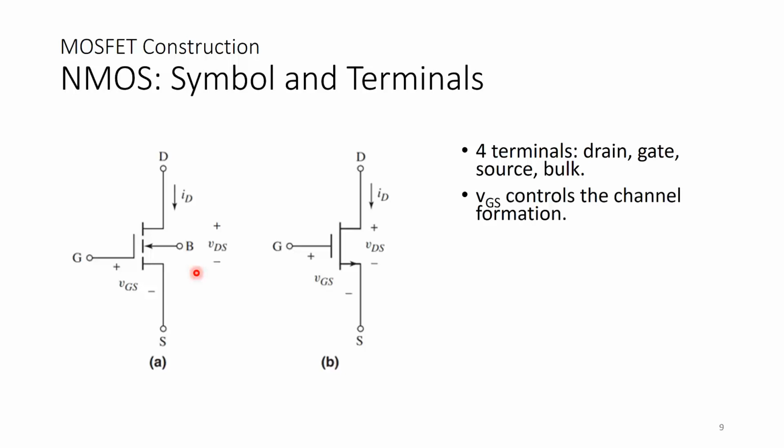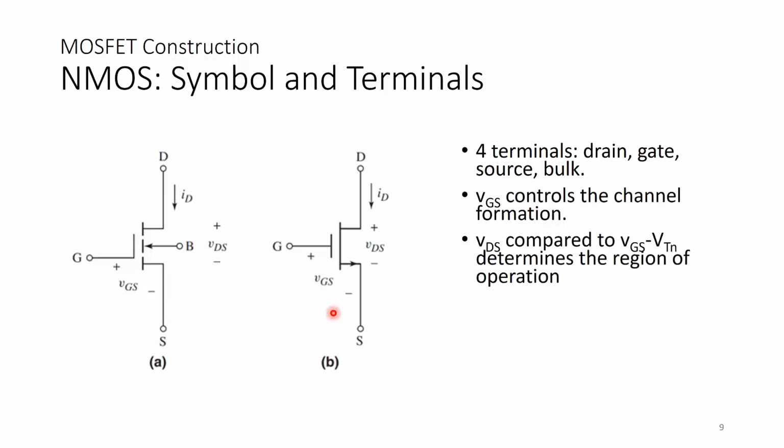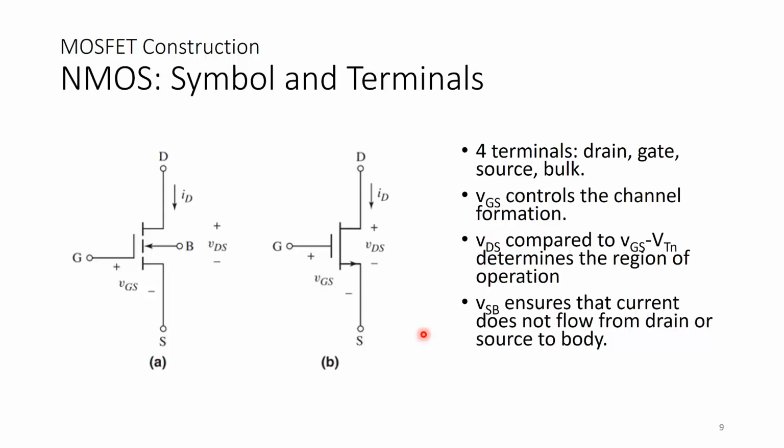Okay, VGS, which is the voltage between the gate and source terminals, controls the channel formation. VDS, which is the voltage from the drain to the source terminal, compared to VGS minus VTN, you'll see later what all this means, determines the region of operation. VSB, where B is the bulk, ensures the current does not flow from drain or source to body.